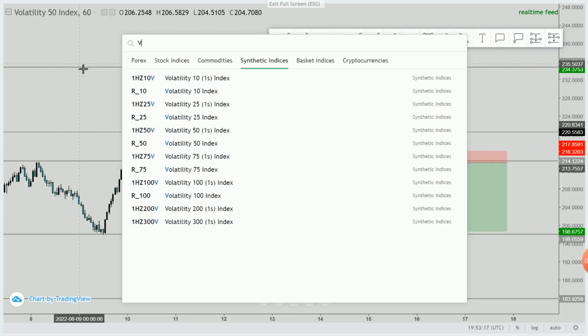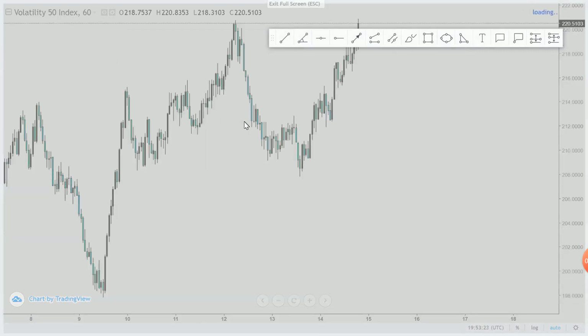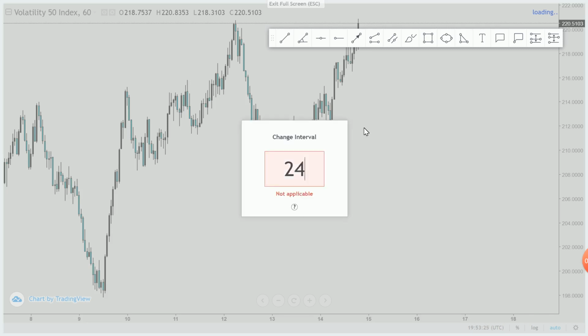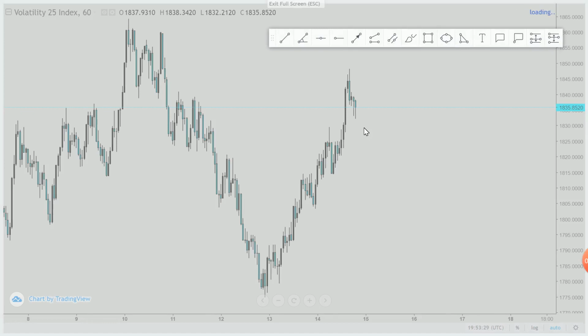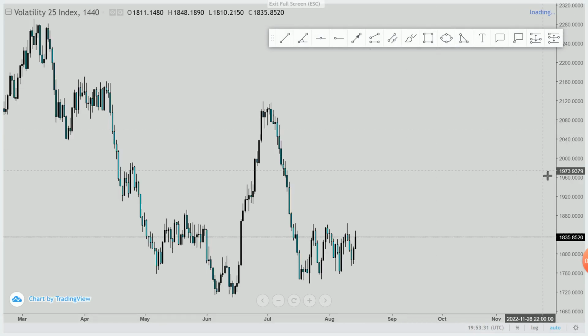The next indice we're gonna look at is VIX 25, which is volatility 25. We're only gonna look at three indices, then one currency and Nasdaq as well.